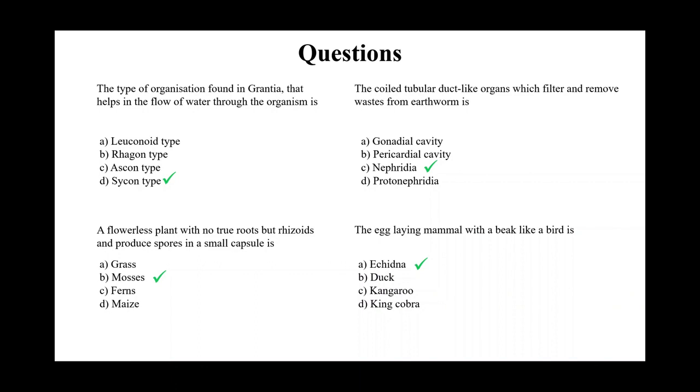So remember, I told you to check whether they have a proper body. If they have a proper body, proper root, shoot, and leaf, they are ferns. If they don't have proper root, shoot, and leaf, then they are algae or mosses. So you need to know what they said. They said no true roots, but they had root-like structures. So then they were mosses.